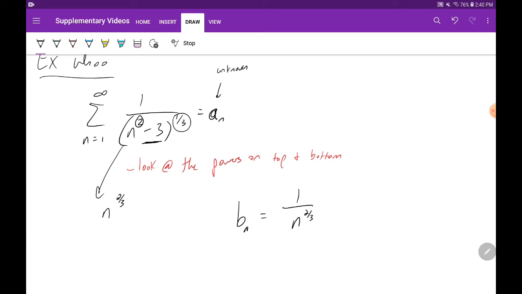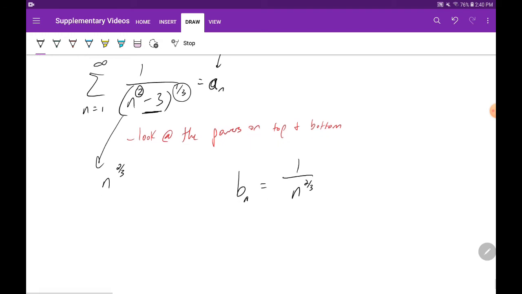And why is this good for us? Why is this good for us? This we know stuff about. We just talked about this, right? The sum of B sub n is a P series where P is less than or equal to 1. So we can just say that B sub n diverges.